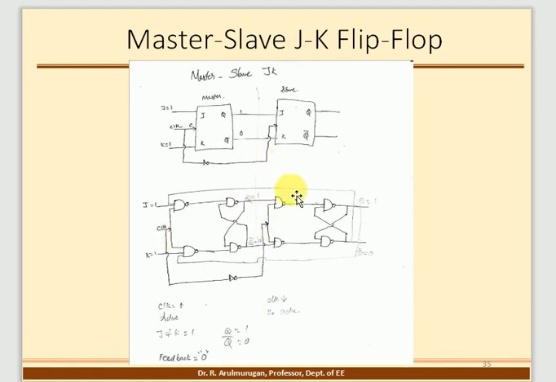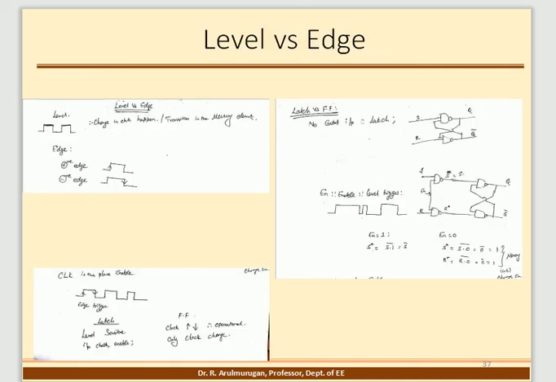So we are going to develop the circuit diagram of the master slave JK flip-flop. Here the clock pulse is on, and here the clock pulse is off. That is, it's active and it's inactive. That is the only difference. Okay, this is about the master slave JK flip-flop.